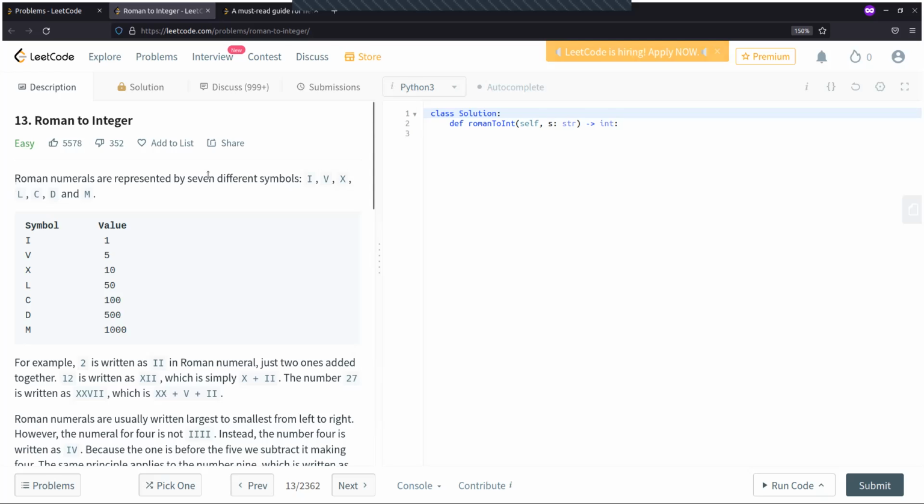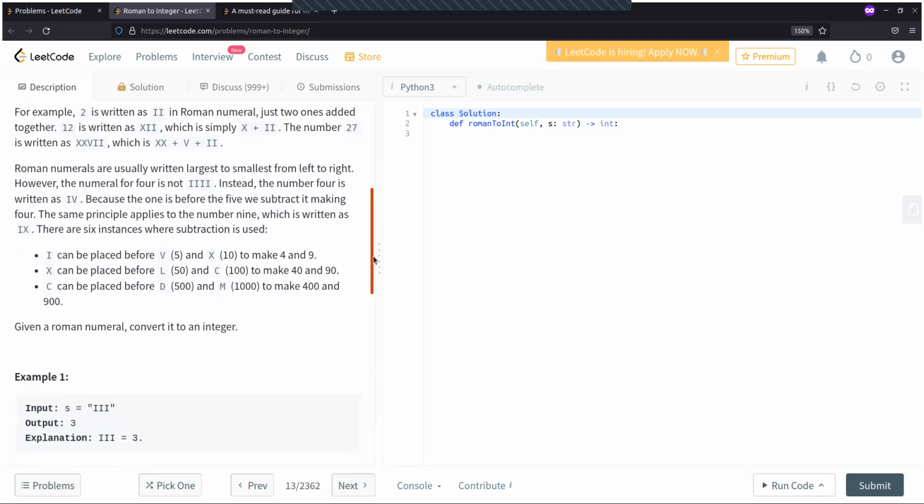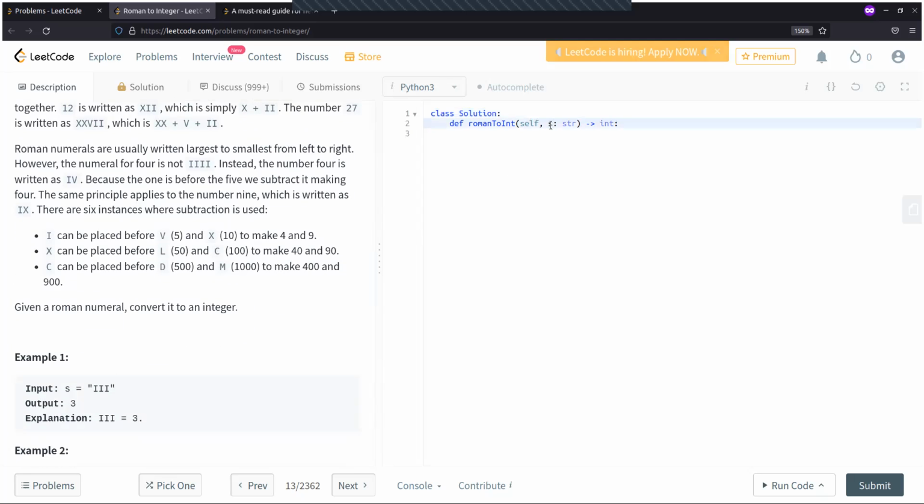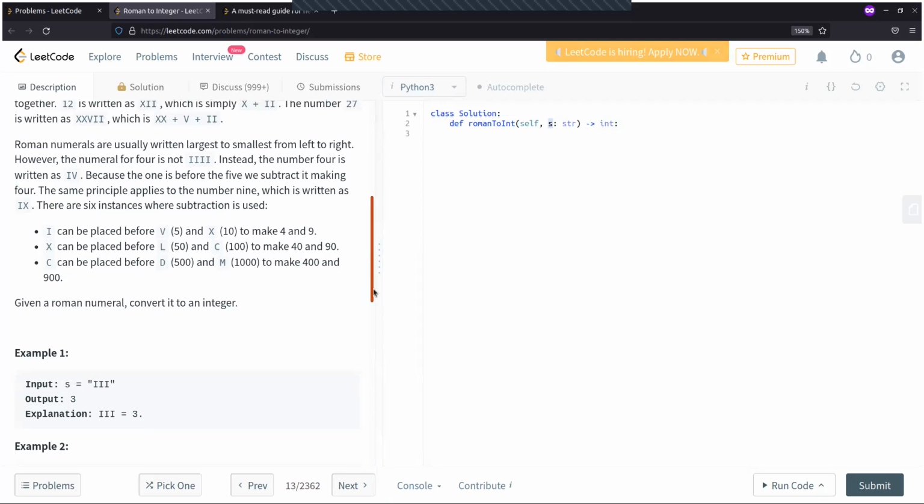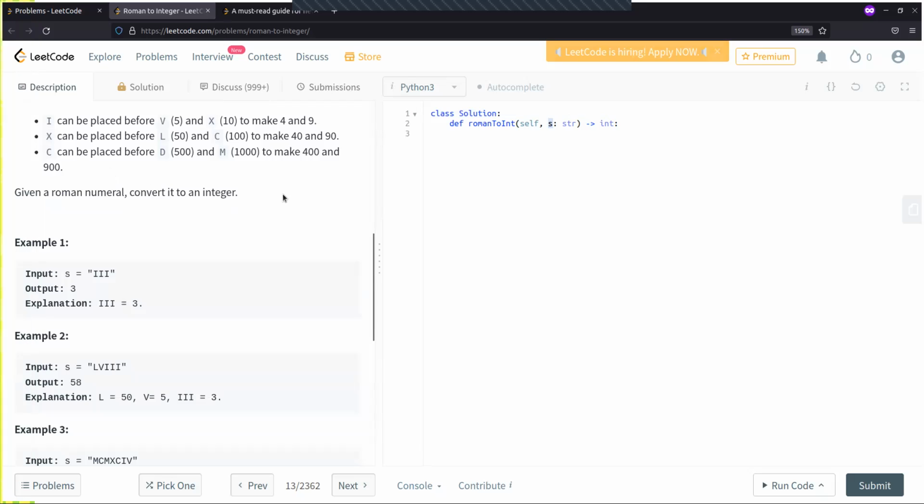Roman numerals are represented by 7 different symbols: I, V, X, L, C, D and M. Here the symbol I denotes a value of 1, V is equal to 5, X is equal to 10, L is equal to 50, C is equal to 100, D is equal to 500 and M is equal to 1000 in decimal, meaning a normal integer. This question is saying that we are given a Roman numeral in the form of a string S, and we need to convert it to an integer. Given a Roman numeral, convert it to an integer.